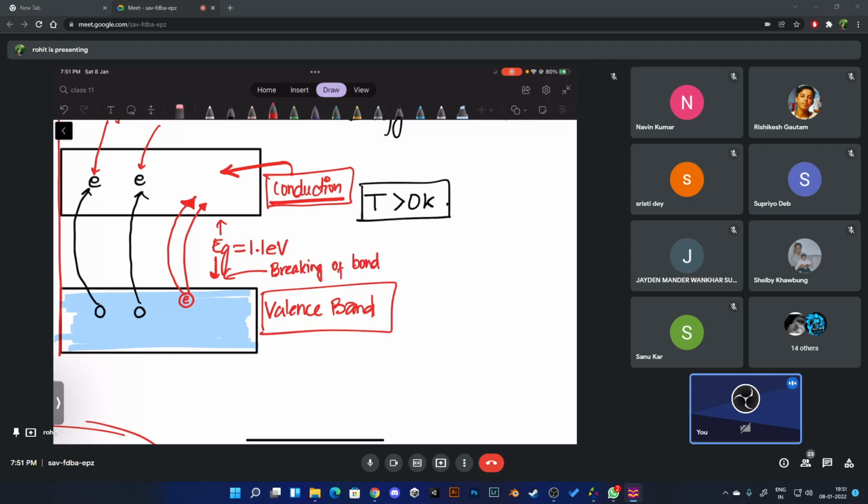And how much energy is required to break these bonds? 1.1 electron volts. Minimum this, or actually more than this is also required. Sometimes more than this, but near this value. Can you understand this idea, guys?